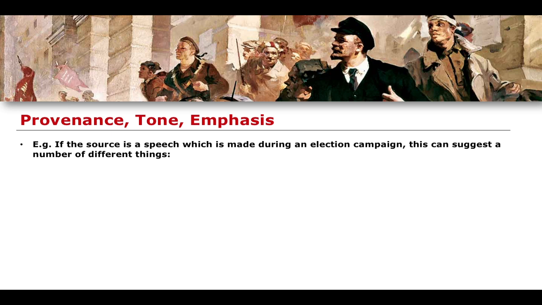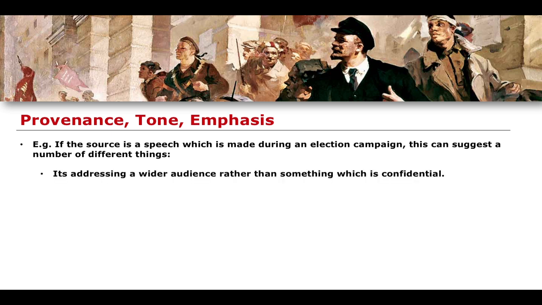So if the source in question is a speech that is made during an election campaign, let's say we're studying American history or the making of modern Britain or something like that, and we're doing a speech that is made by Thatcher or a speech that is made by Kennedy about a particular thing. What does the fact that it is a speech made by a politician in an election campaign say about the value of that source?